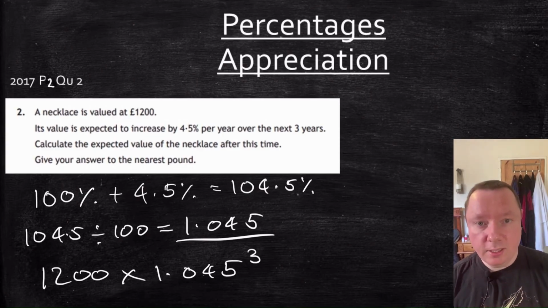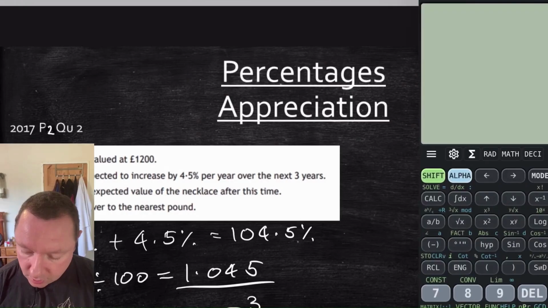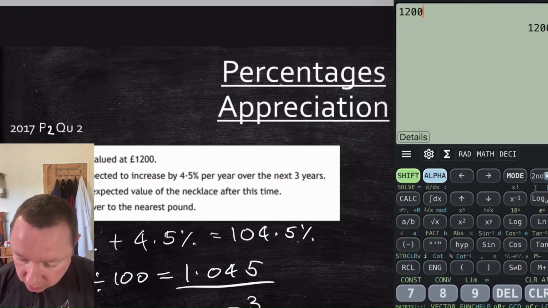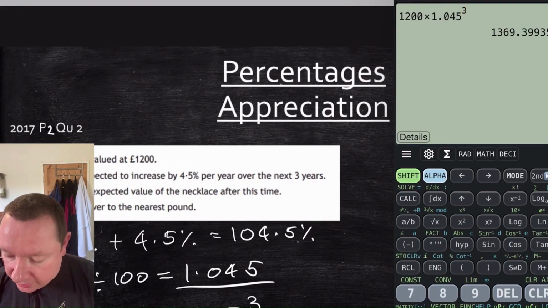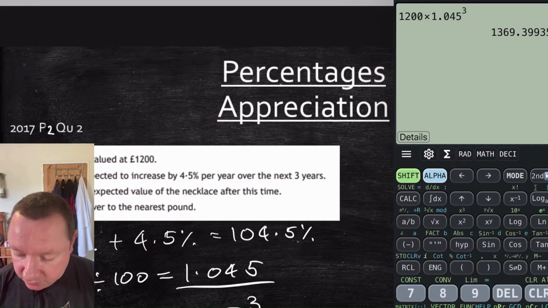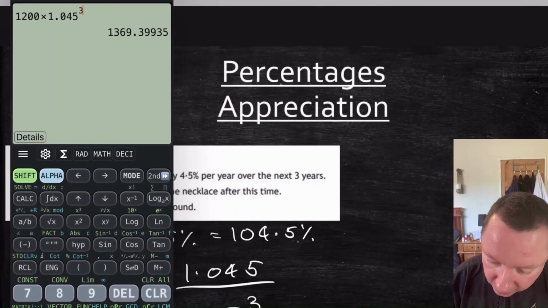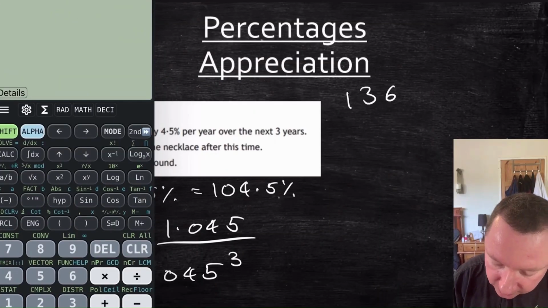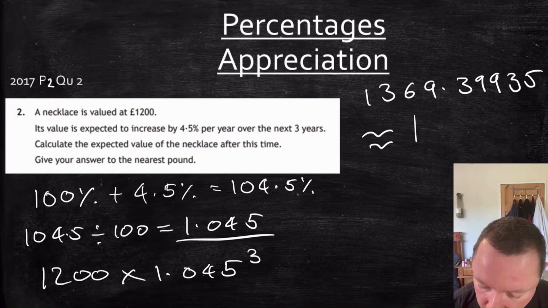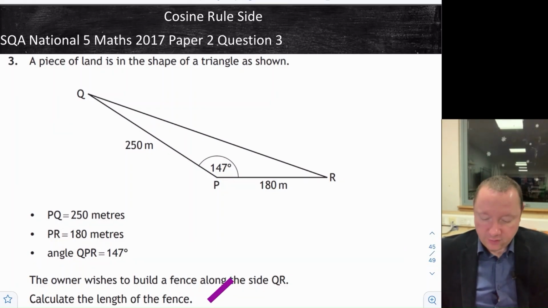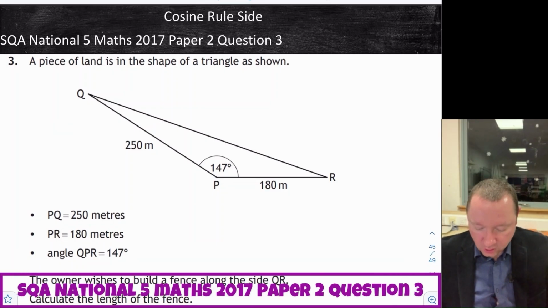So then we definitely need a calculator. 1200 times 1.045 to the power of 3 is 1369.39935. Let's just write that whole thing down. 1369.39935, which equals, to the nearest pound, 1369 pounds.